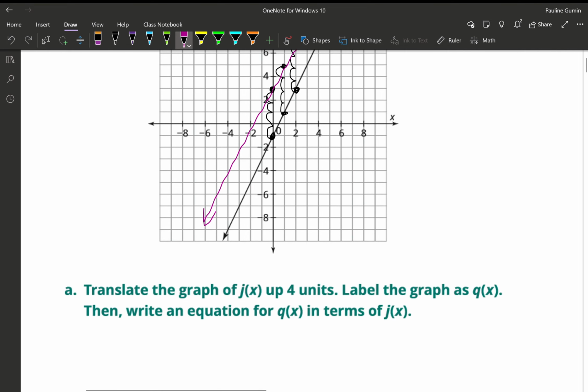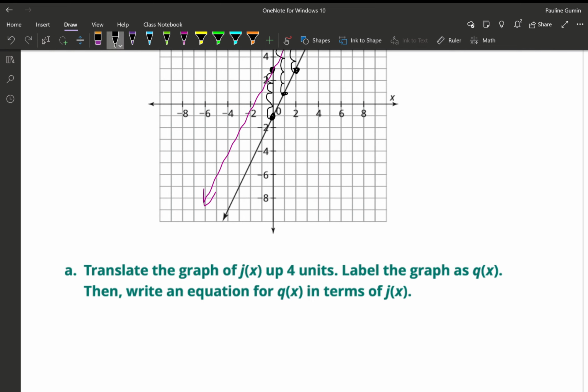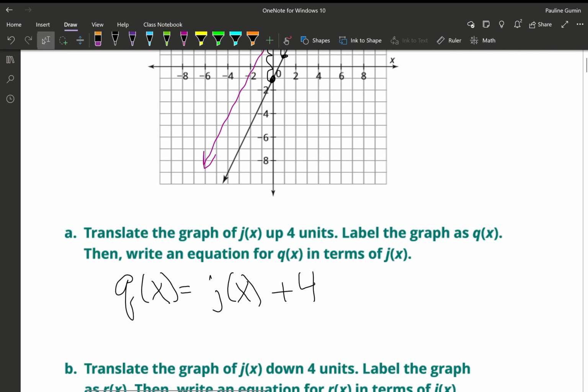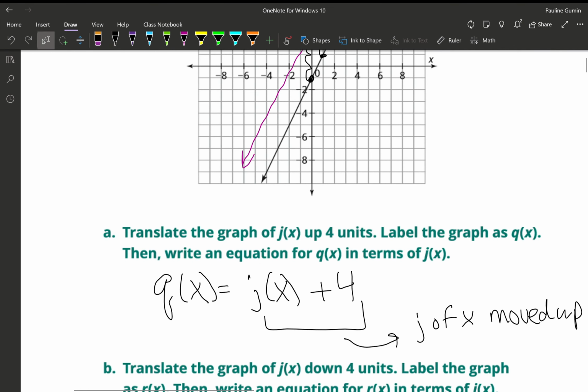Okay. So we want to write the equation, all right, q of x in terms of j of x. Well, q of x is just j of x moved up 4. So this means j of x moved up 4. And that's what our new graph was. That's what number 4 literally asked us to do. Translate it up 4 units. Okay.